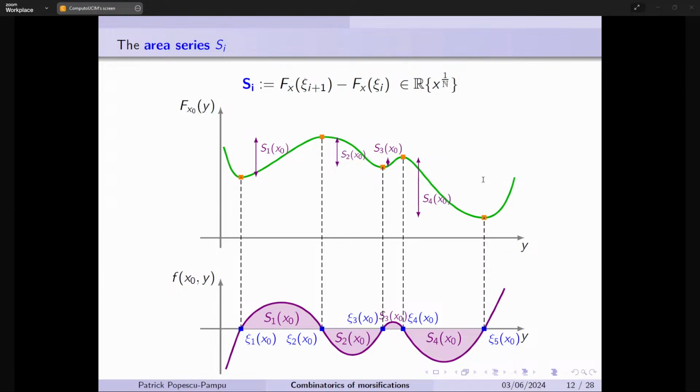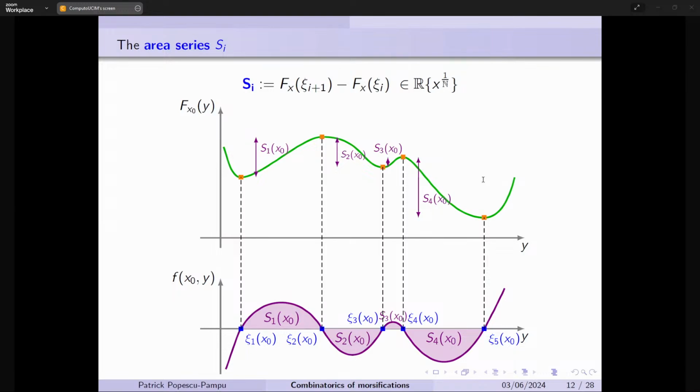Which means that we need the signs of the differences. Is there a problem? No, it's okay? So this was at the level of the primitive.